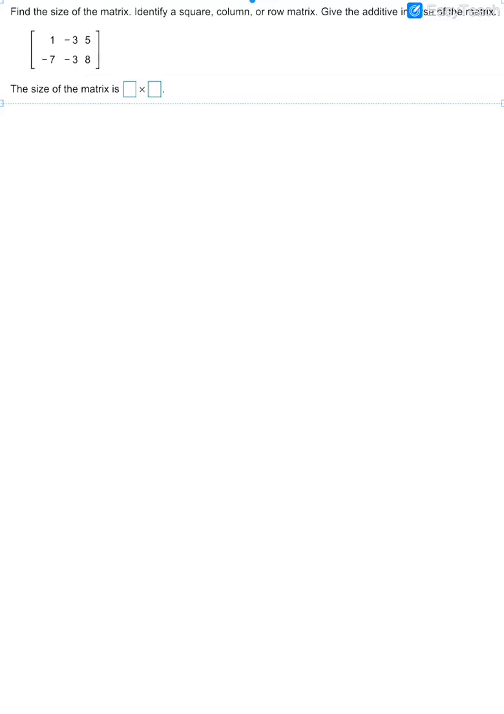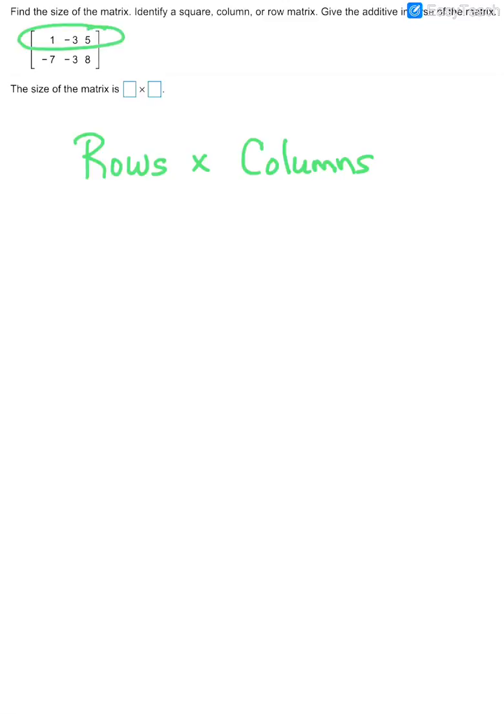In order to determine the size of a matrix, you have to look at the number of rows by the number of columns. So rows go across, and so in this particular case I would say this matrix has 2 rows.